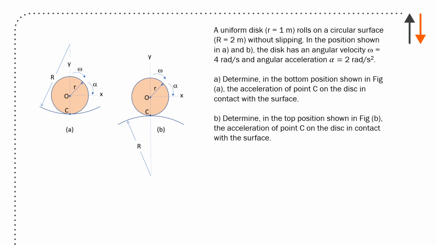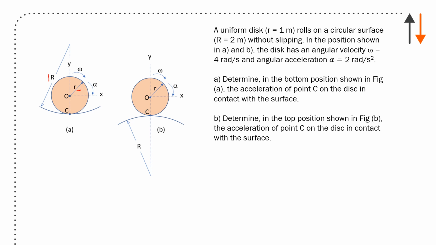Question 2: a uniform disk, little r equals 1 meter, and that's little r right here. There you go. On a circular surface, big R equals 2 meters. So that's big R right here. It rolls without slipping. In the position shown in A and B, the disk has an angular velocity of 4 rads per second and angular acceleration of 2 rads per second squared. You're given the directions in the figure.